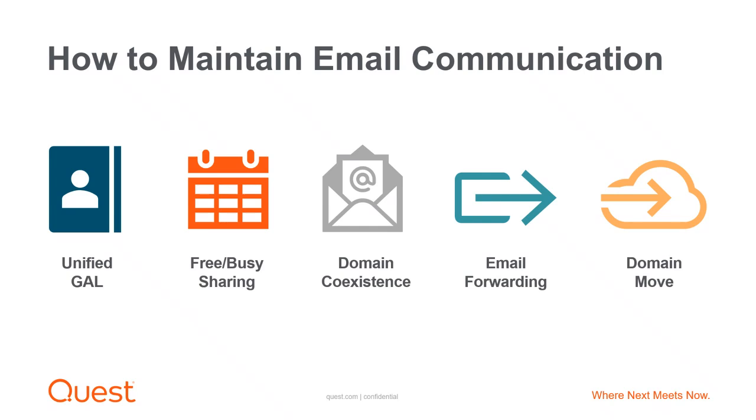The next topic should always come together with a unified GAL, and that is free/busy sharing. It makes the scheduling of meetings so much easier if you see all the users in one address book and you can easily look up their free/busy information.